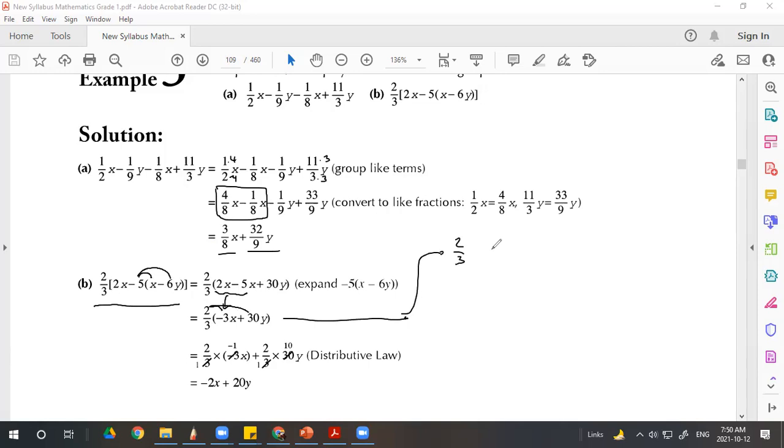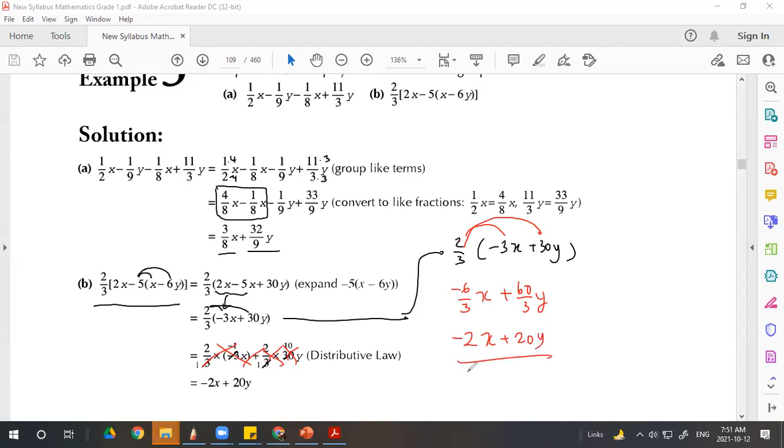2 over 3, negative 3x plus 30y. Pay attention. This times this. Okay. Negative 6 over 3, 3x, sorry. I just do like this easily. I don't want to do this, too much. But up to you. If you prefer do this, no problem. Negative 2 over 3 times negative 3 is negative 6, right? And then put the x. And then 2 over 3 times 30, 60 over 3. And then you can simplify later. Negative 2x plus 20y. See?